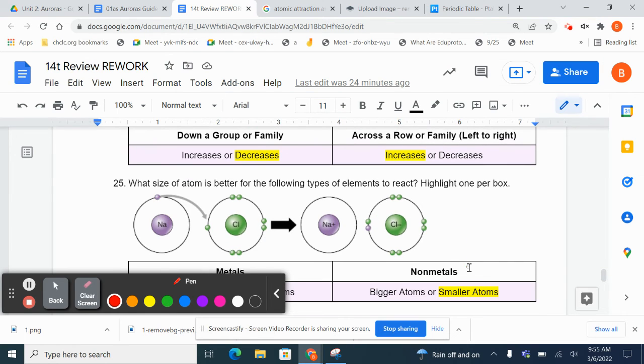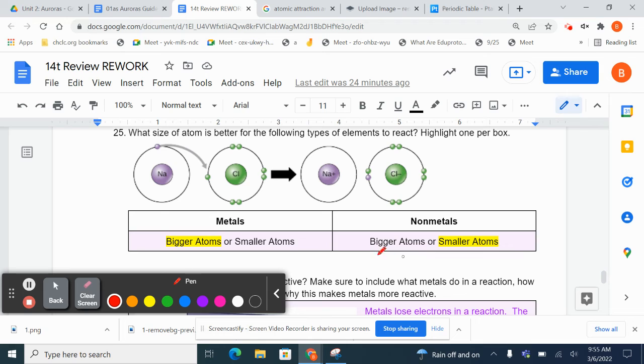All right, so size for atoms, which is better? For metals, we know they're losing electrons, so the more loosely held, the better for them. So bigger atoms are going to lose their electrons more quickly. And for nonmetals, it's the opposite. Nonmetals want to pull in an electron. You can see it grabbed one of sodium's electrons right there. And to pull in those electrons, it needs to be closer to the nucleus to pull them in more effectively. So smaller is more reactive for nonmetals.